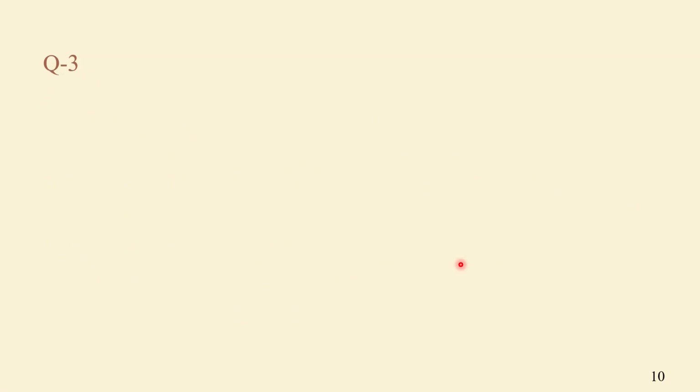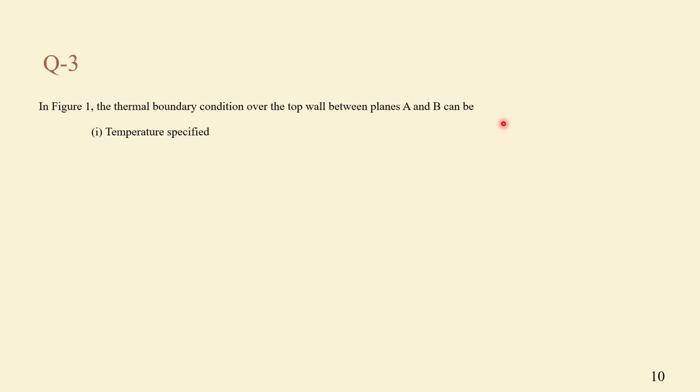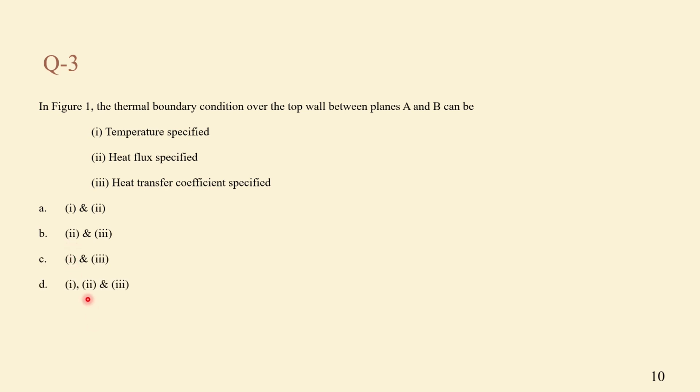We will go to question 3. In question 3, it is given that in figure 1, the thermal boundary condition over the top wall between planes A and B can be: statement 1, temperature specified. Statement 2, heat flux specified. Statement 3, heat transfer coefficient specified. Option A, 1 and 2. Option B, 2 and 3. Option C, 1 and 3. Option D, 1, 2 and 3.